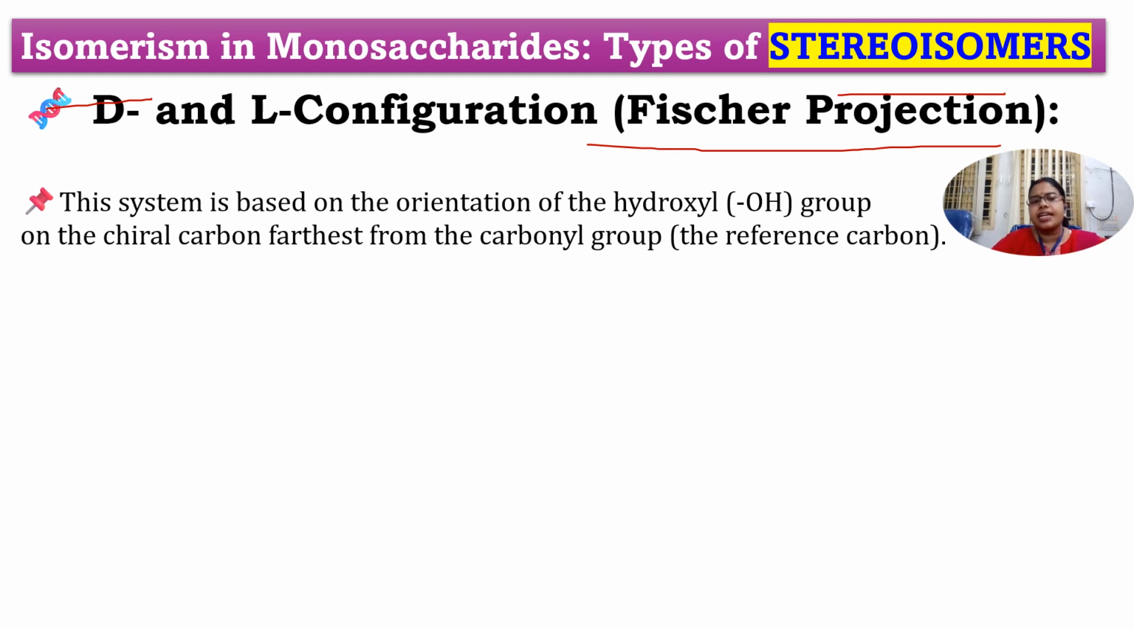The detailed structure of the monosaccharide in the Fischer projection, the Haworth projection, the chair conformation, everything we will describe in the next lecture. So the system is based on the orientation of the hydroxyl group on the chiral carbon farthest from the carbonyl group, that is the reference carbon. This is actually the definition of the D and L configuration.